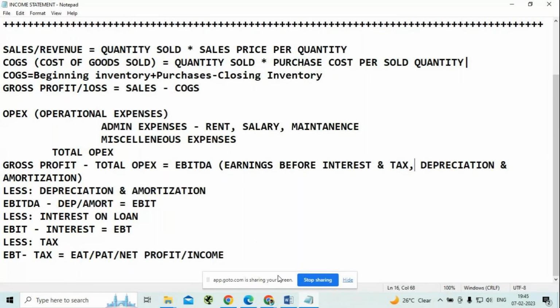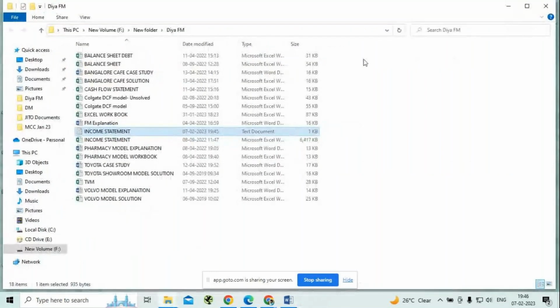Okay, so this is the format of an income statement. Is that understood, everyone? Yes, sir. Good. So I'll share this one also.